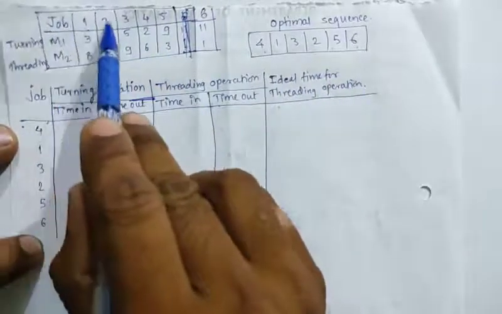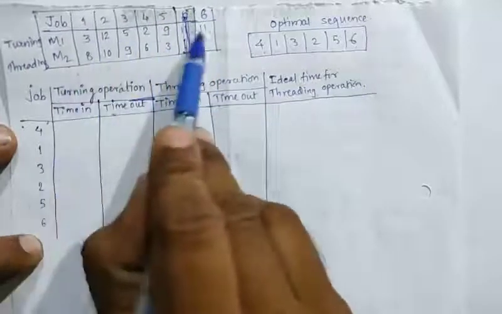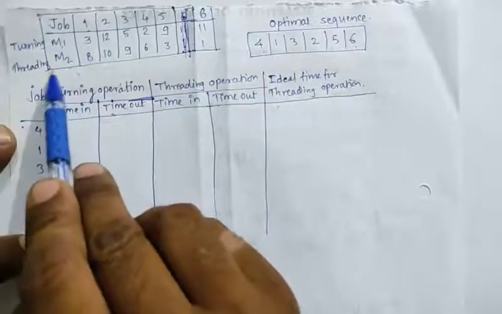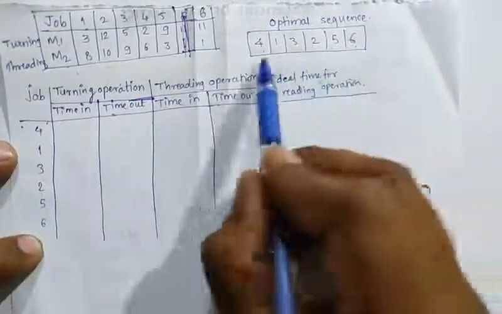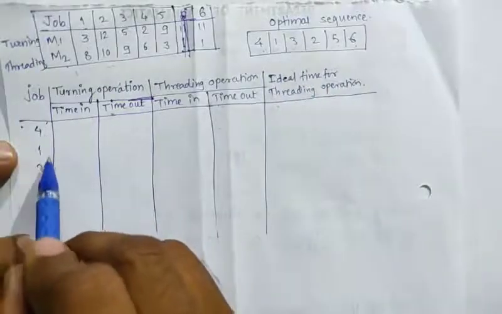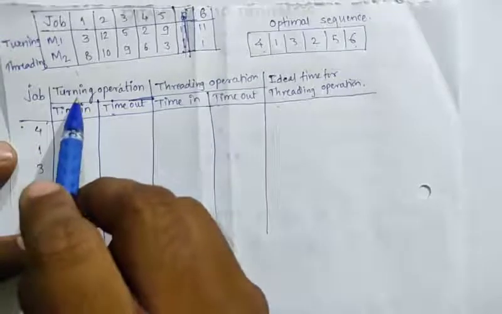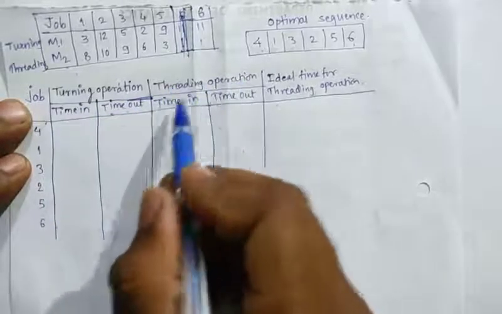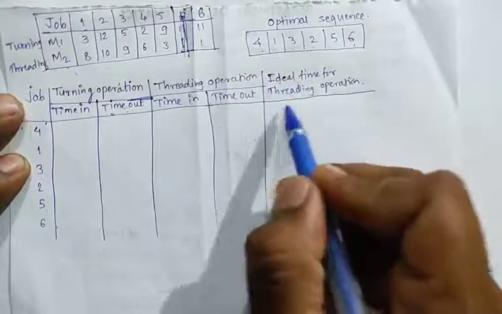So jobs 1 2 3 4 5 6, and this is the time elapsed on machine M1, and this is the time elapsed on machine M2. Machine M1 is the turning operation, machine M2 is the threading operation. First write down the jobs for the given optimal sequence: 4 1 3 2 5 6. Now make the chart. In the turning operation there is time in and time out. Also in the threading operation there is time in and time out, and finally the idle time for the threading operation.